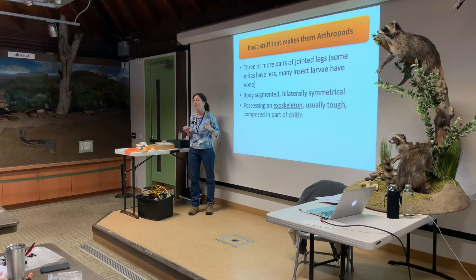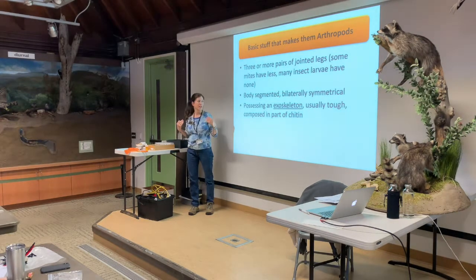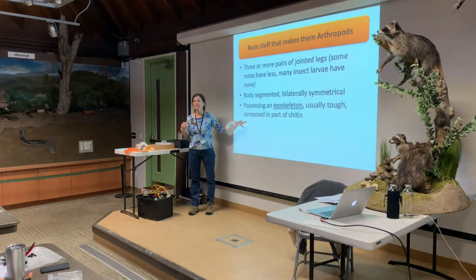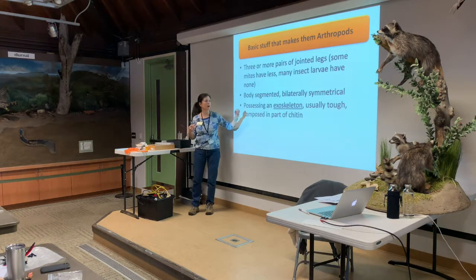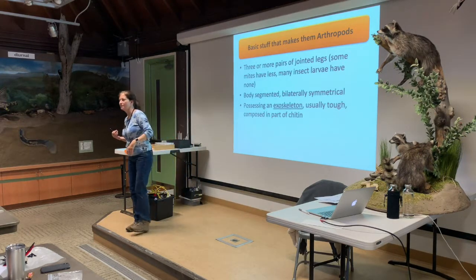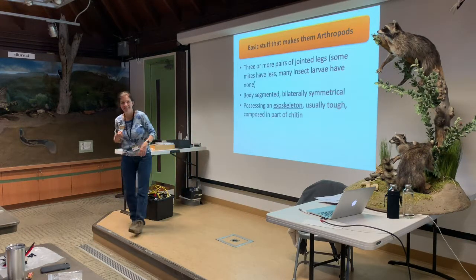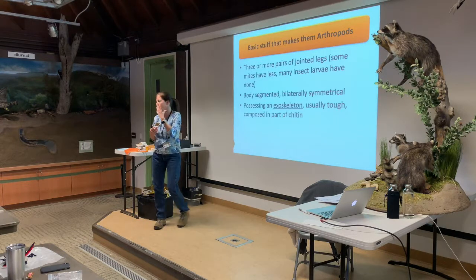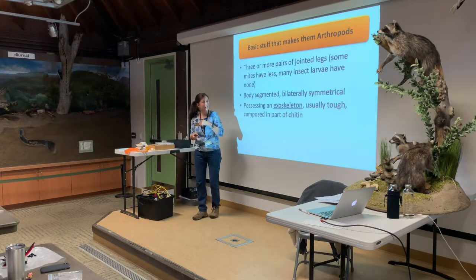Possessing an exoskeleton. Where's our skeleton? On the inside. Their skeleton is on the outside. It's usually tough. It's usually composed in part of a material called chitin. That's usually the crunch you hear when you step on them. It's also what makes them really crunchy and chewy, if you're into eating them.